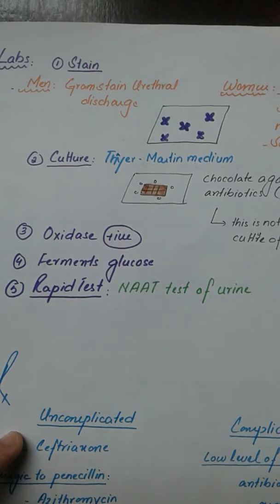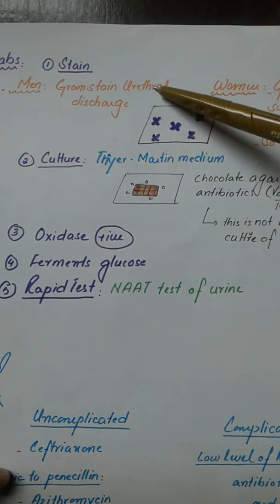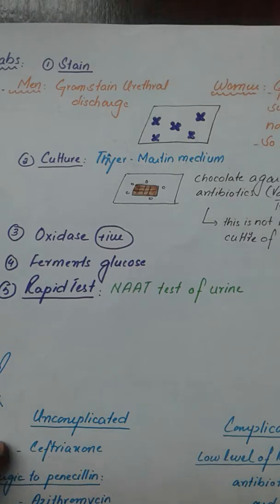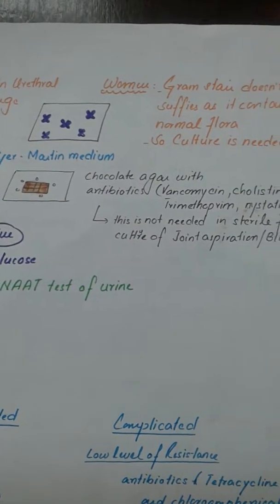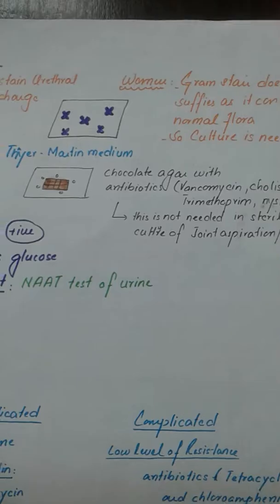Laboratory diagnosis includes staining the organism by Gram staining. But what do we take in men? We take urethral discharge as a specimen that is supposed to be stained. But in females, we cannot take the discharge because it consists of a lot of flora, so we will have a lot of misguided results. So we need to culture it in order to find this organism.